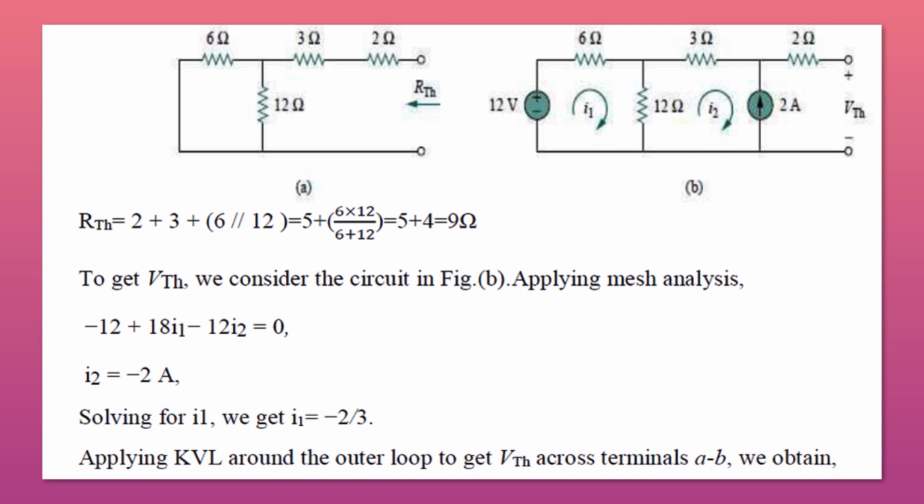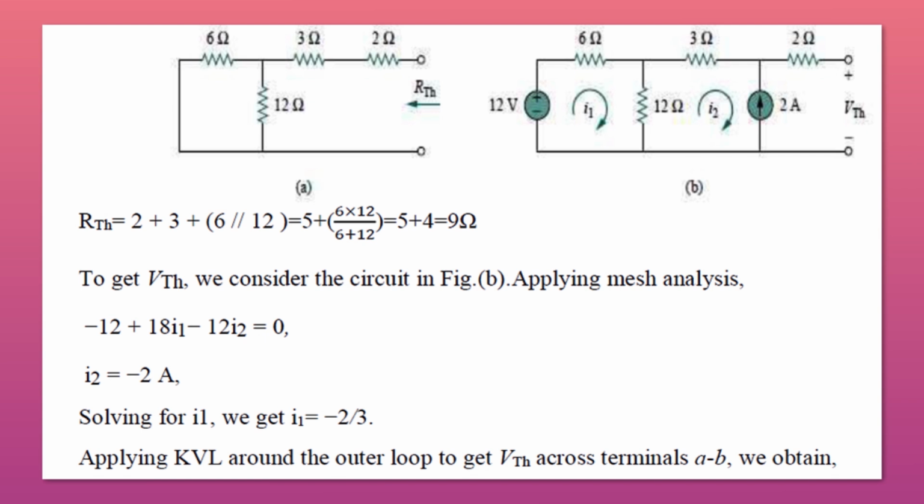Now because you have to calculate the maximum power, and maximum power is equal to what? VTH square upon 4 RTH. That means you have to find the value of VTH. So to get the VTH, we consider the circuit as shown in figure B. Applying mesh analysis, it will be minus 12 plus 6 plus 12, that is 18 I1, minus 12 I2, because the net current flowing through this 12 ohm is I1 minus I2.